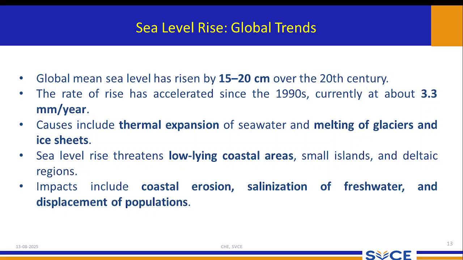The rate of rise has accelerated since the 1990s, currently at about 3.3 millimeters per year. Per year, 3.3 millimeters, imagine. It is very alarming. Causes include thermal expansion of seawater and melting of glaciers and ice sheets. Because of thermal expansion, the wind pattern may change. Melting of glaciers and ice sheets.